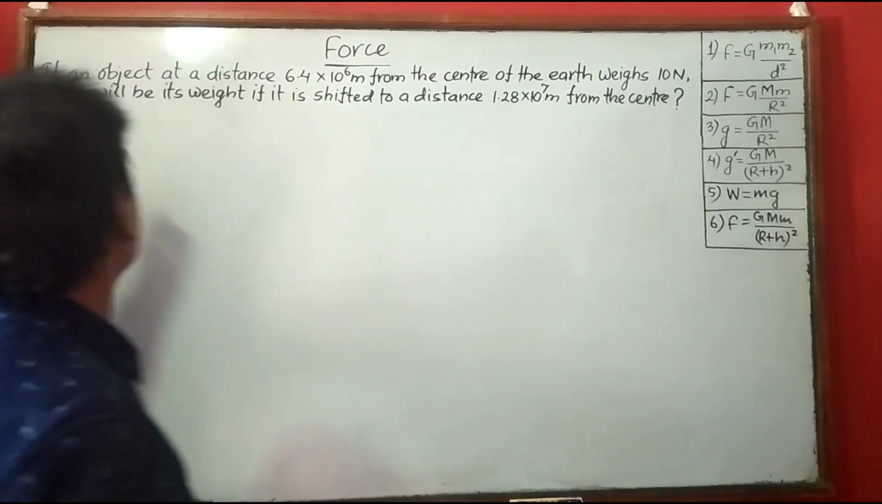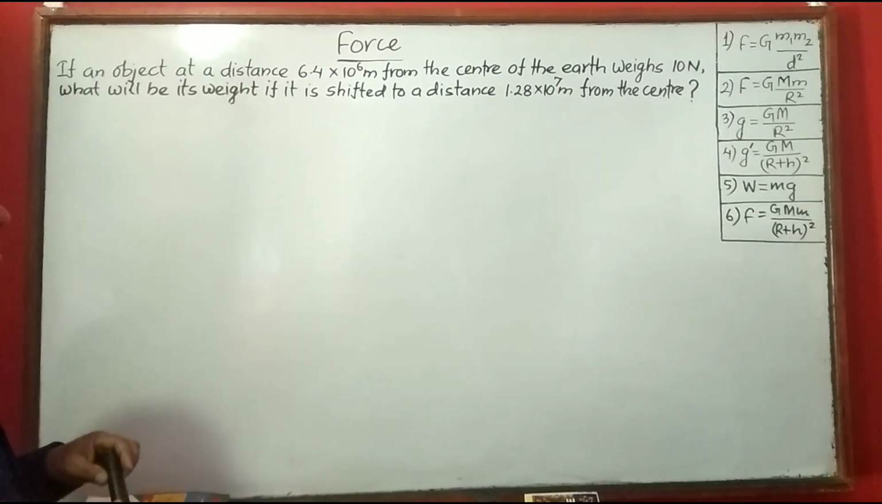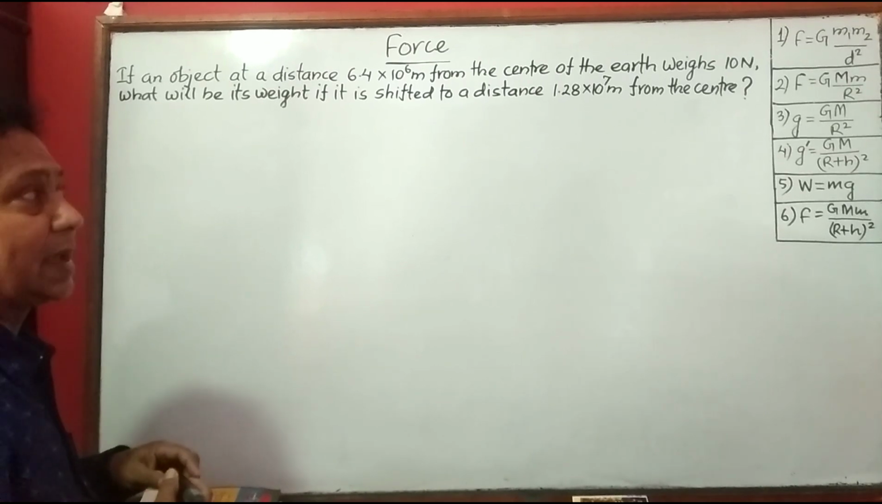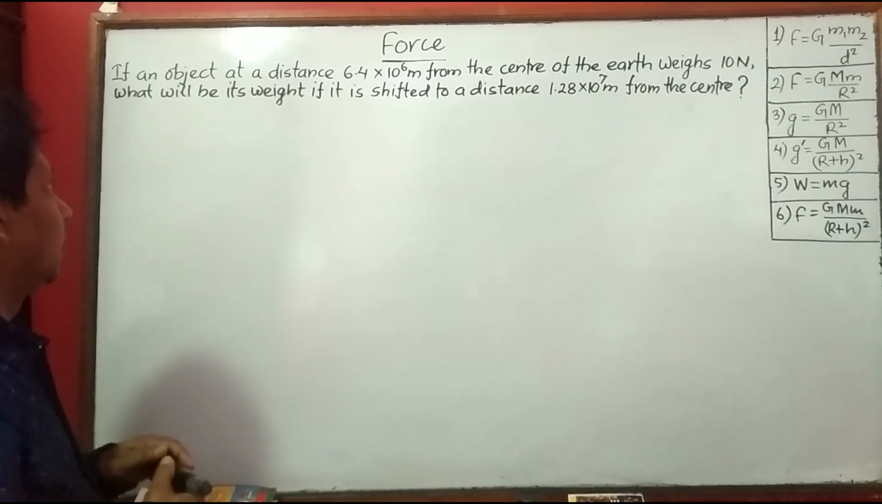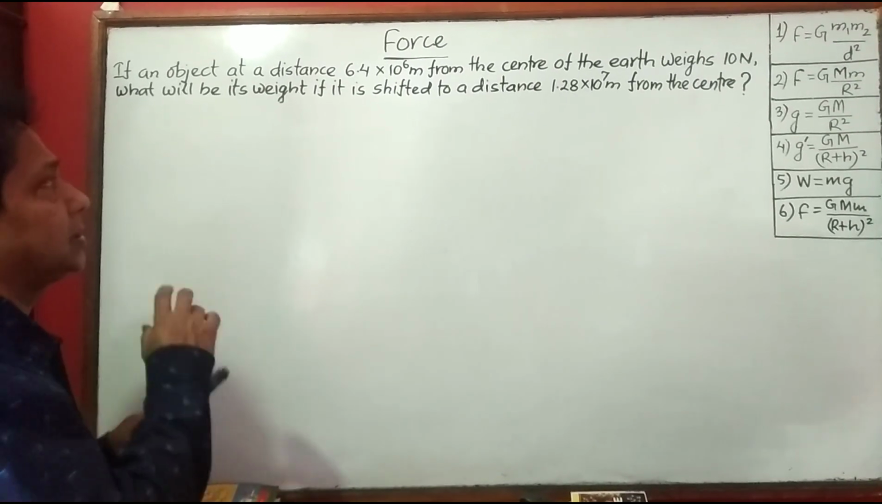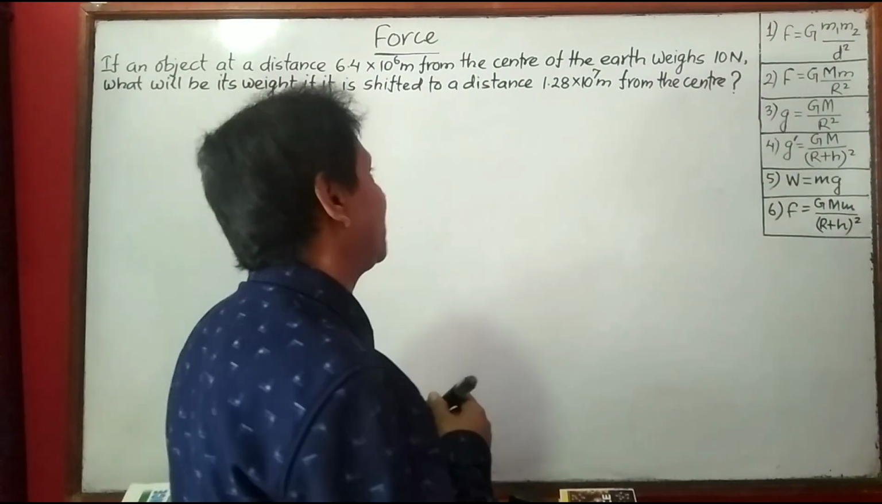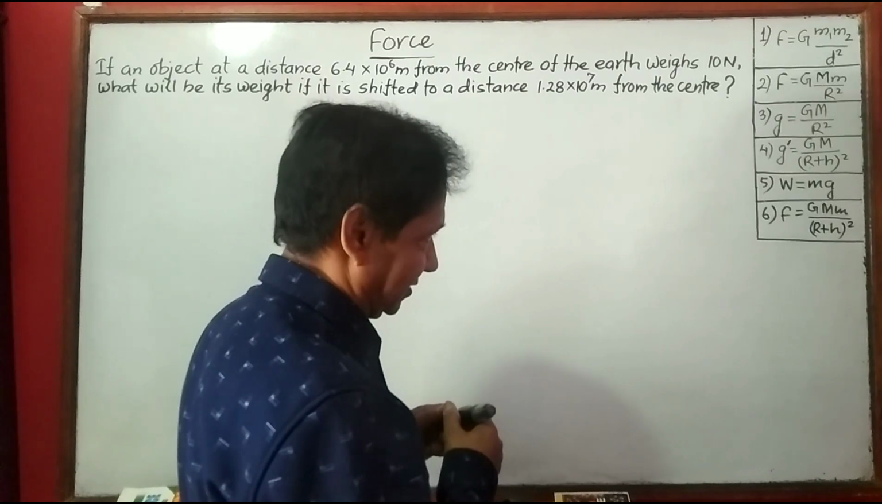Look at this. If an object at a distance 6.4 × 10^6 meter from the center of the earth weighs 10 Newton, what will be its weight if it is shifted to a distance 1.28 × 10^7 meter from the center?